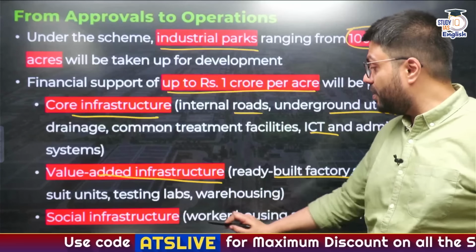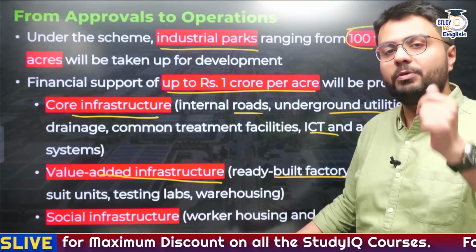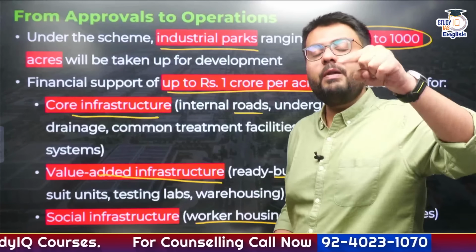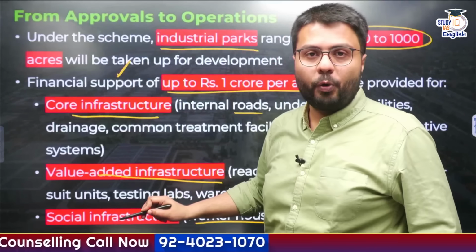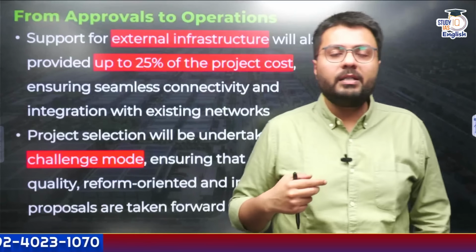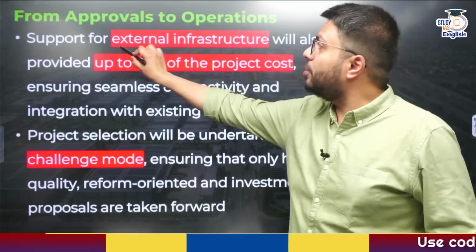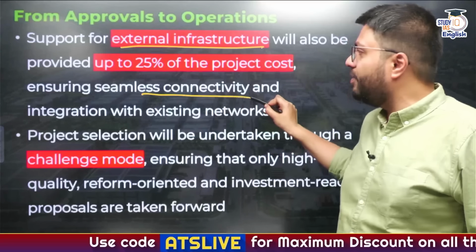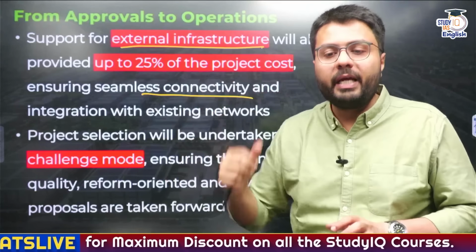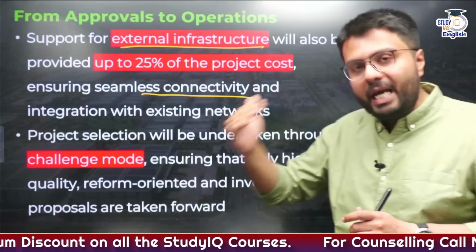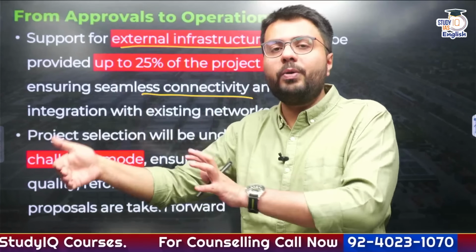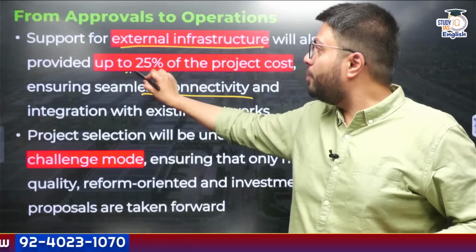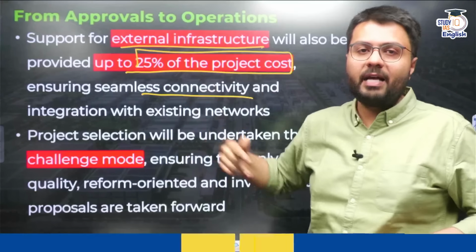etc., as well as social infrastructure, which is more important if you have to attract workers, because social infrastructure includes workers housing as well as support amenities. So all of this infrastructure will be created by the government with the help of the financial support. Okay. Now, in addition to that, you need to understand the government will also provide support for construction of external infrastructure. Now, what kind of external infrastructure do you need? You need seamless connectivity. You need road transport, rail transport, air transport, which will help you bring more and more raw materials into the factory, and it will also enable people to move in and outside these industrial facilities easily. And for that, the government is providing up to 25% of the project cost as financial support.